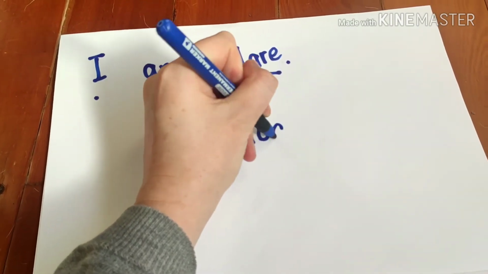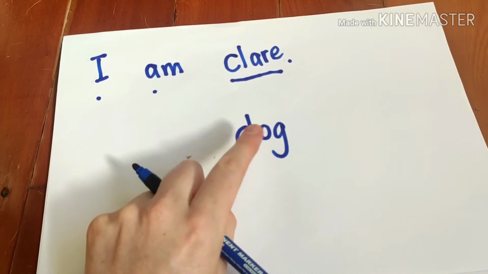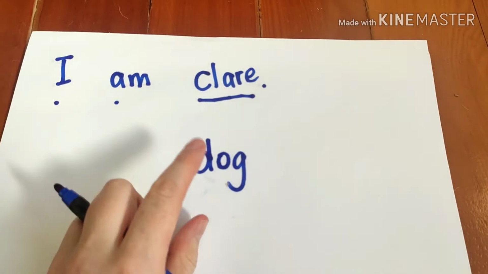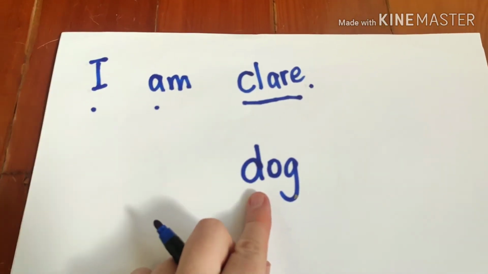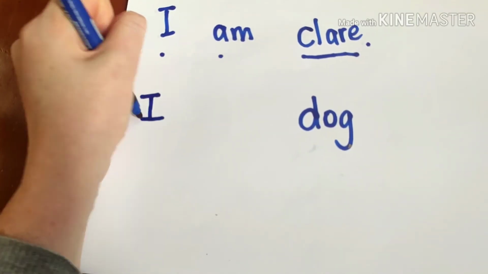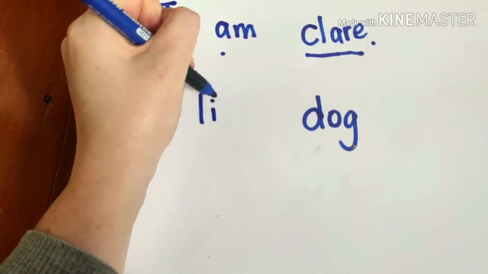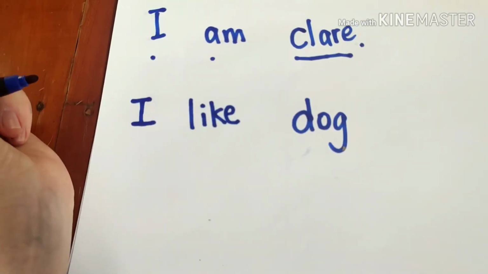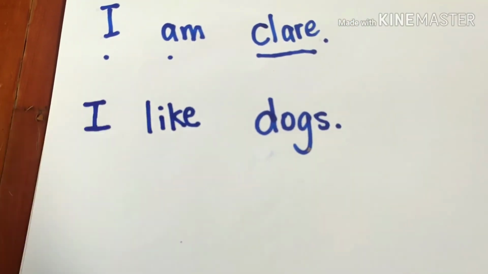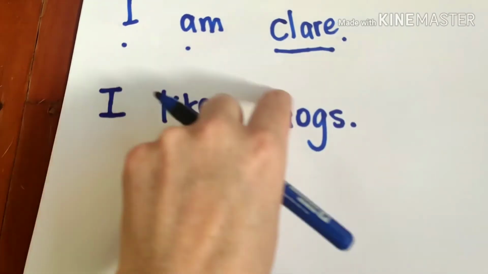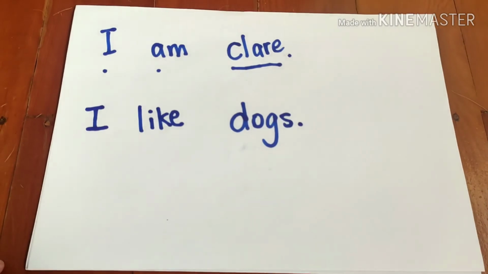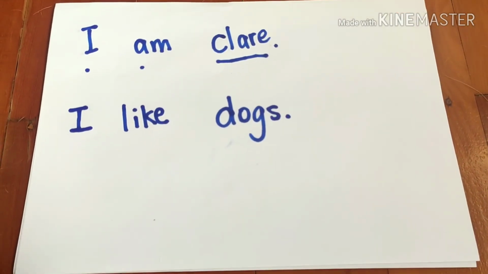So here's one word. D-O-G. Dog. Now that's not a sentence. That's just one word. Dog. So I can add some words to this to make a sentence. I like dogs. I like dogs. This is a sentence, okay? Because it's now a message. I like dogs.